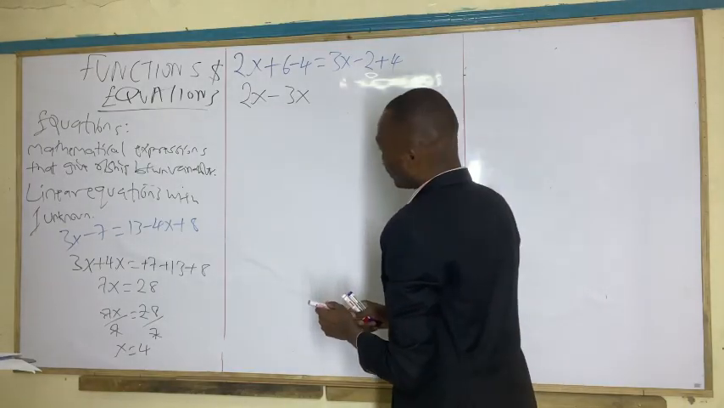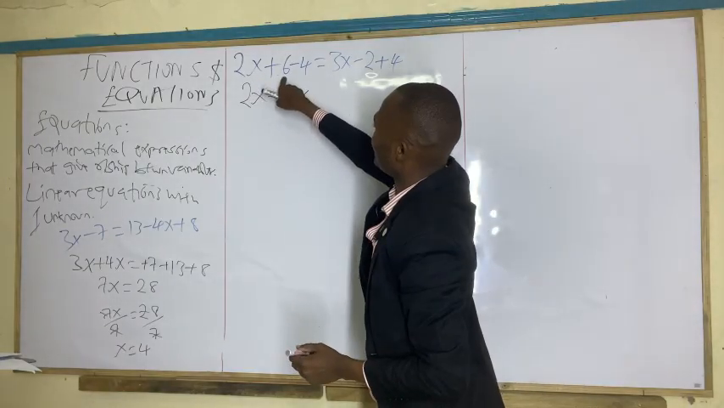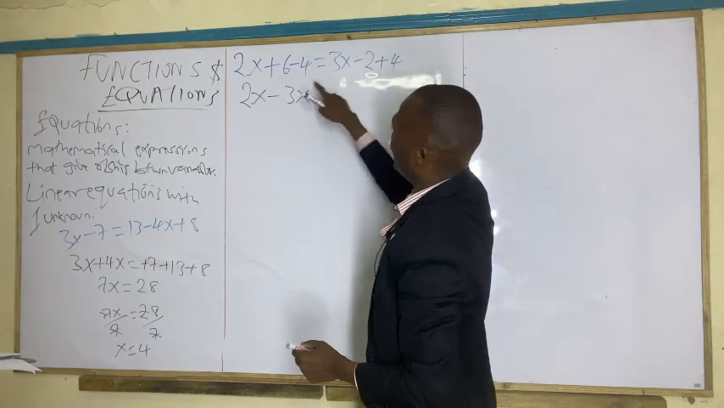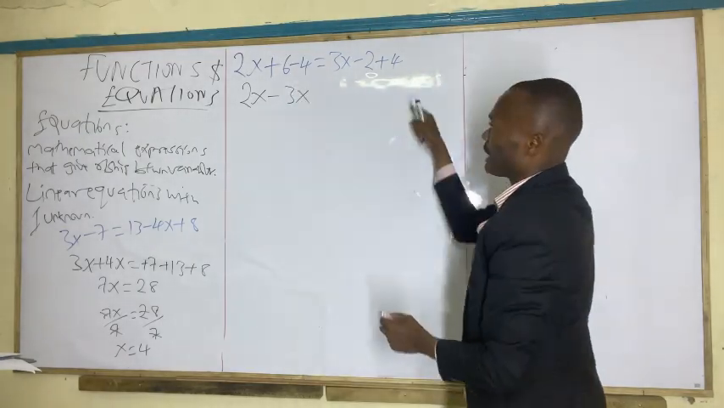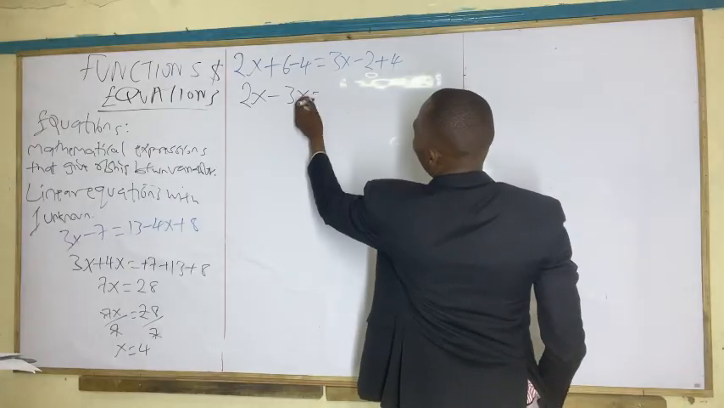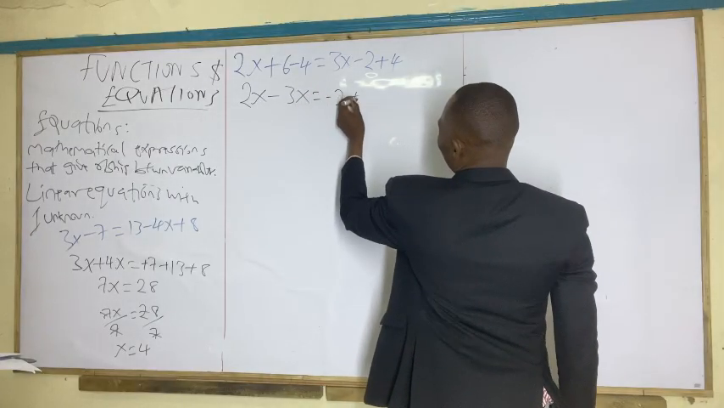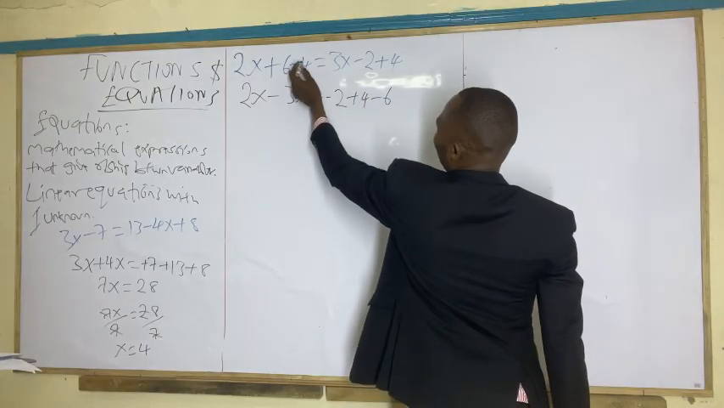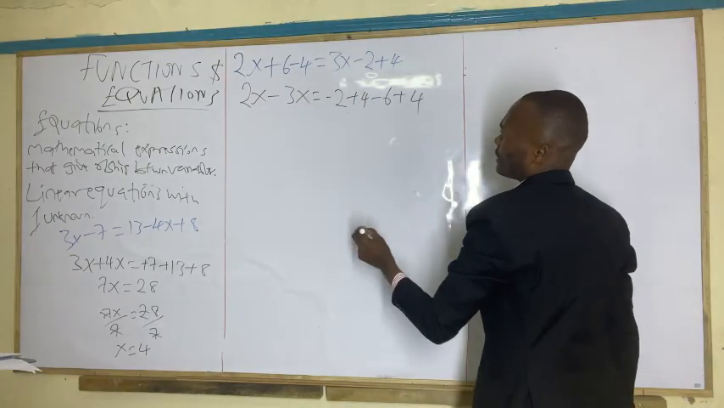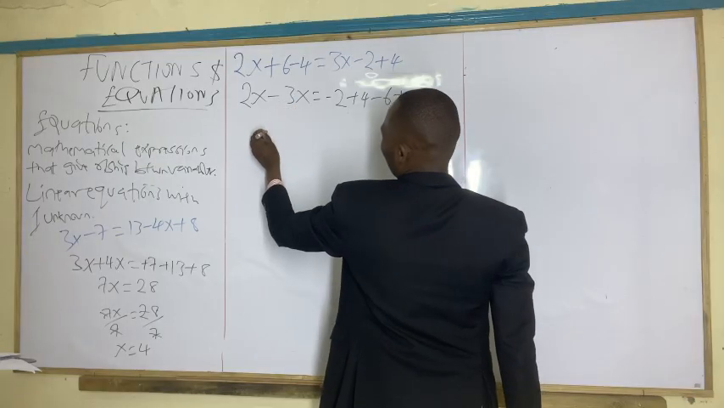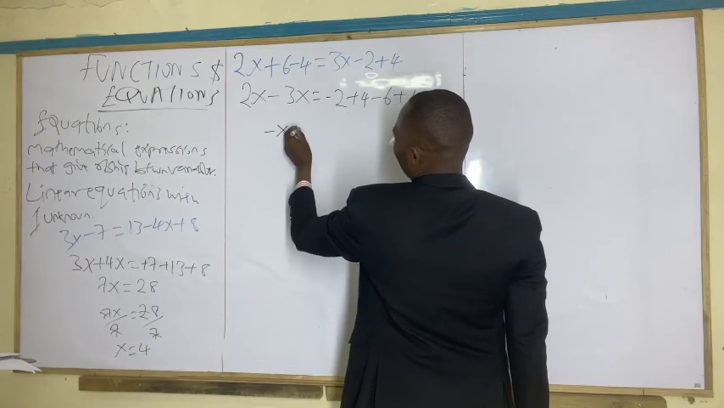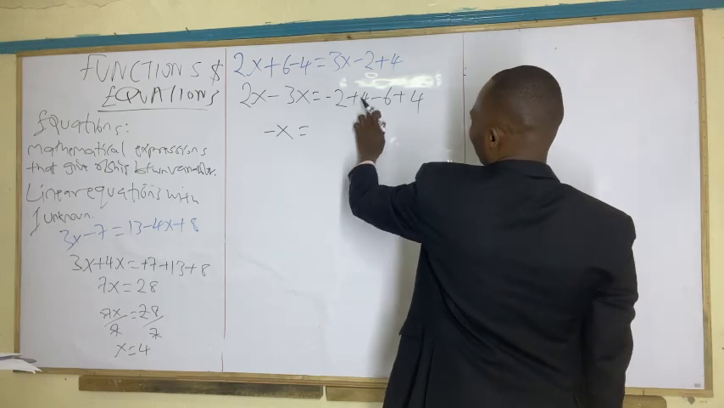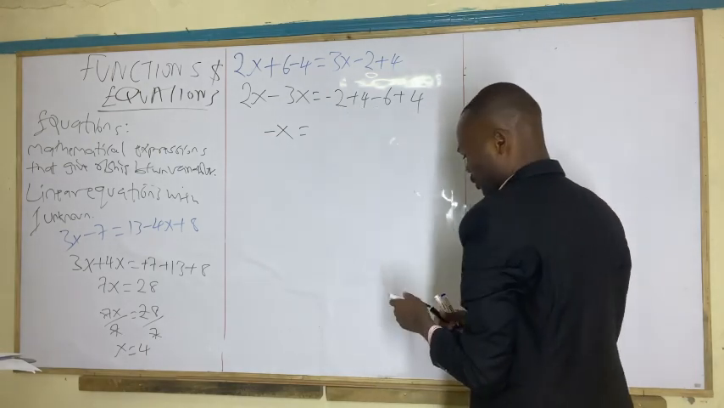And then now we have this positive 6. If it goes to the other side, it will become a negative. Negative 4, if it goes to the other side, it becomes a positive. Therefore, it will be negative 2 plus 4, then minus 6 plus 4. So this and this is equals to negative x = -2 + 4 - 6 + 4. What do we get?